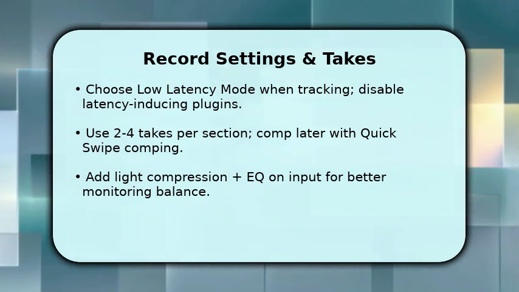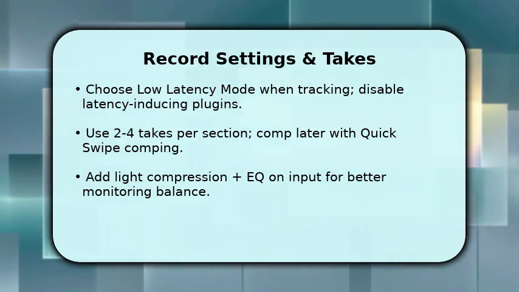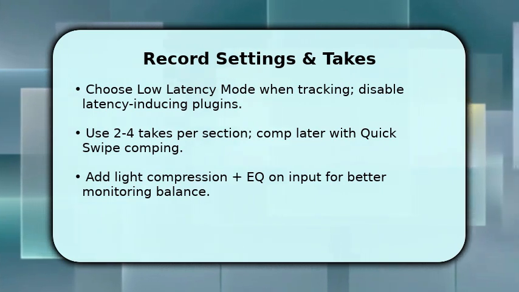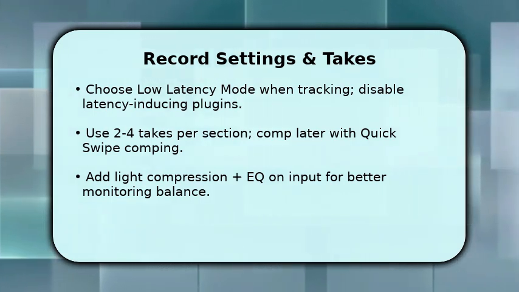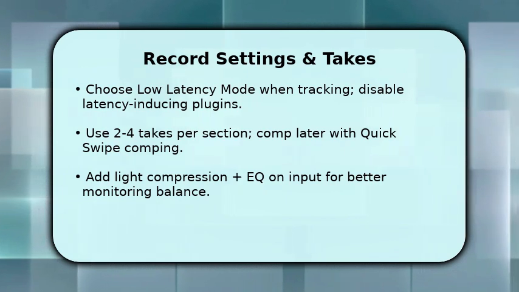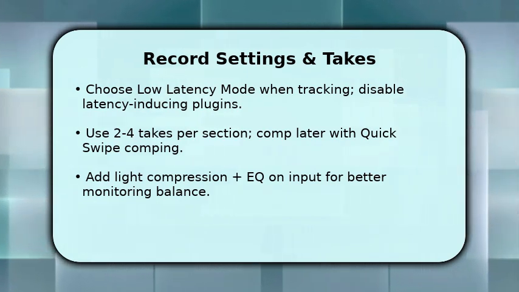Record multiple takes, 2 to 4 per section, so you have options. Once done, label takes and enable cycle record for repeated passes. These steps make comping efficient and keep performances consistent.